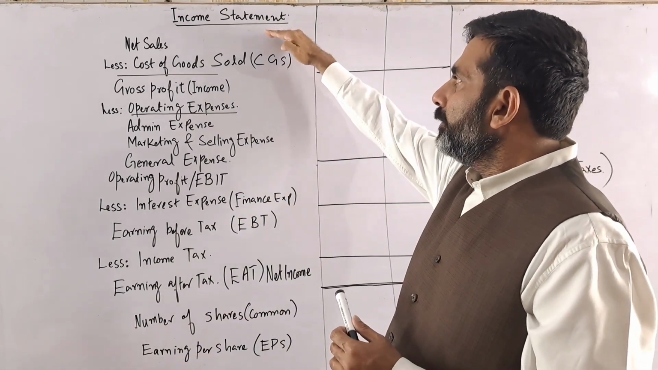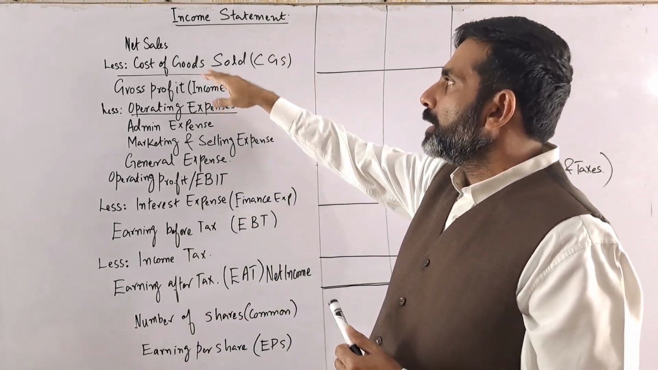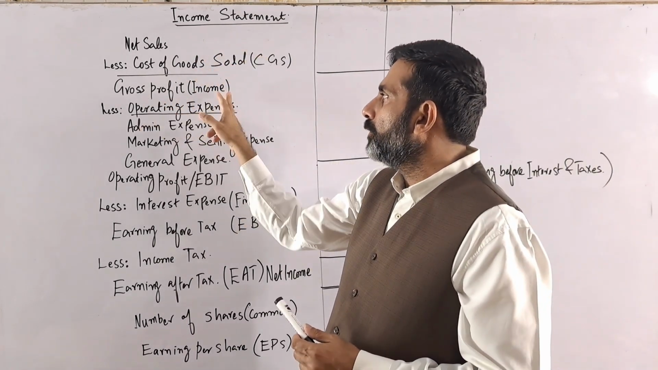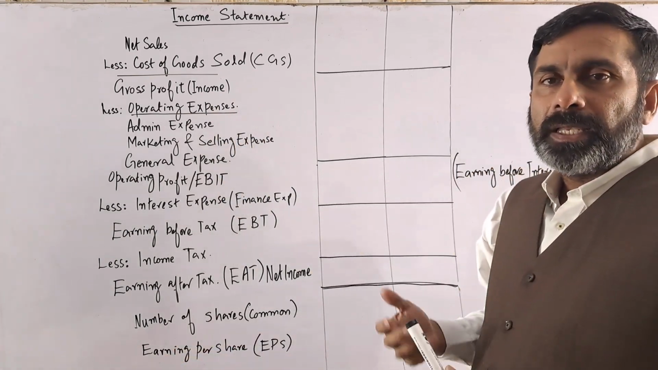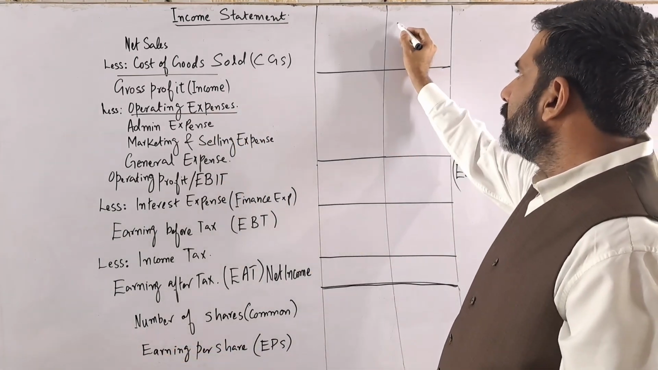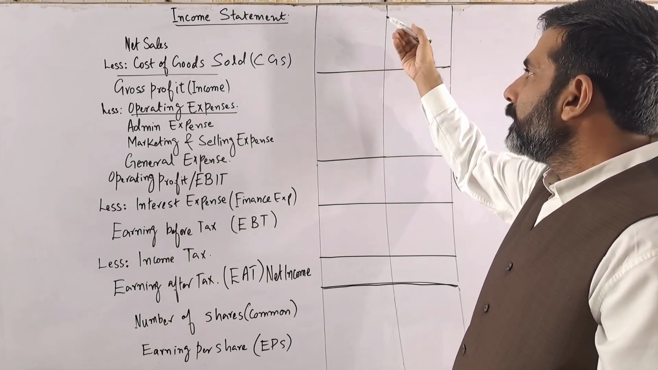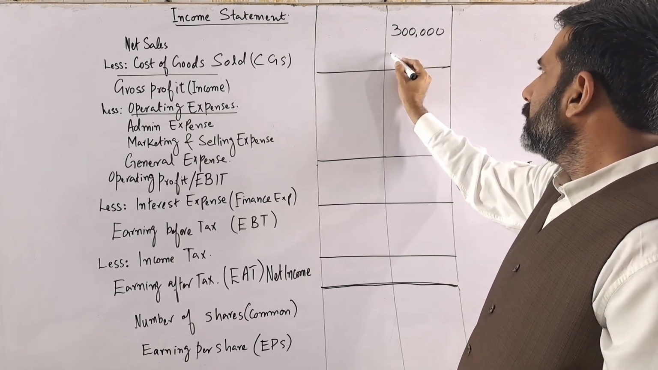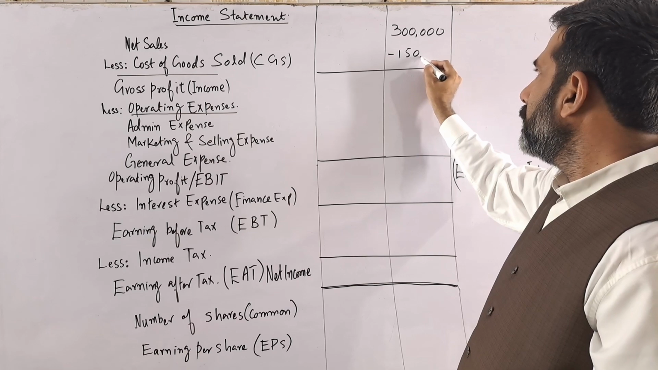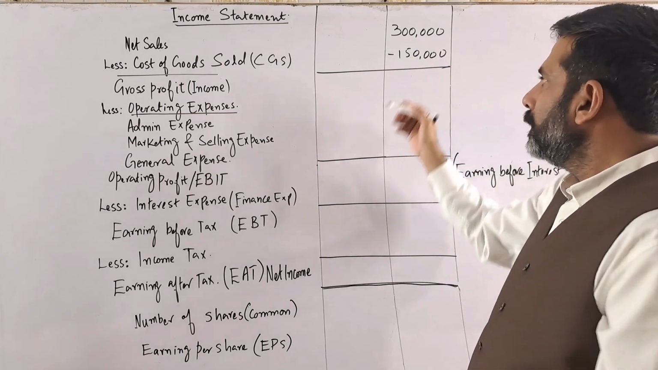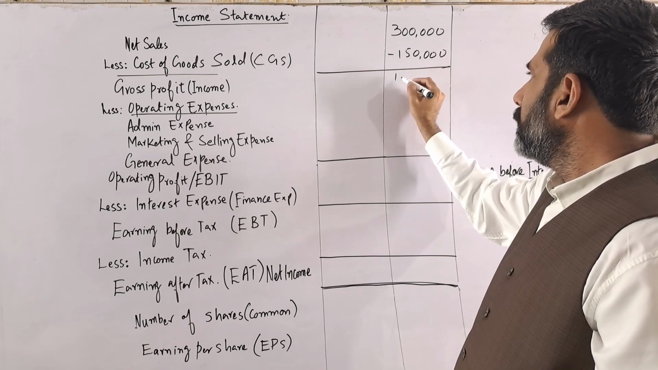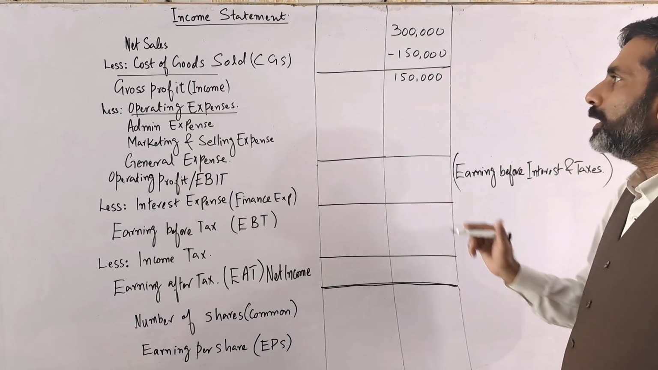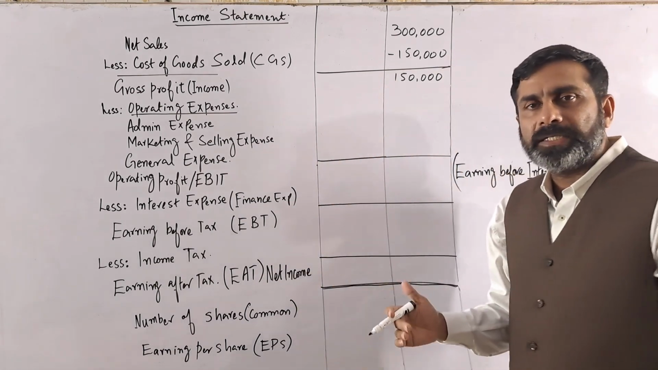If we subtract this cost of goods sold from the net sales, we get the gross profit, or what we call gross income. Let's assume the sales of the company are 300,000 and the cost of goods sold is 150,000. These are just assumed values. So the gross profit of the company will be 150,000 for that specific year.